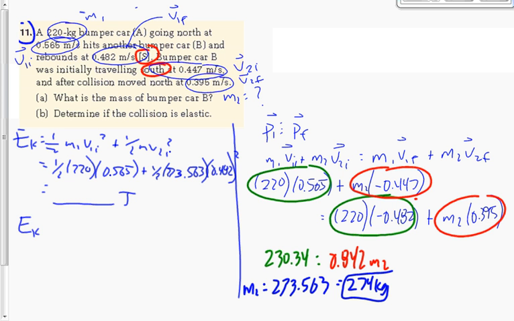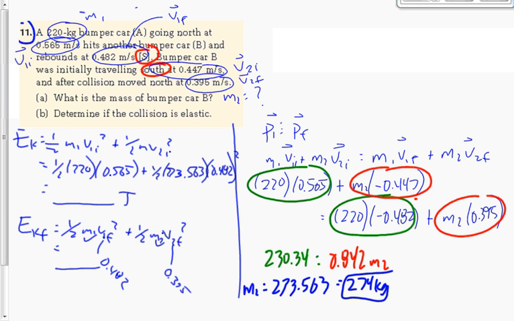We do the same thing for the final kinetic energy, though. We're going to say 1/2 of m1 v1f squared plus 1/2 of m2 v2f squared. Okay, we got the masses. v1f is 0.395. All right, v1f is 0.482. And v2f is 0.395. Don't pay any attention to direction. Get those two numbers. What do we find about EKF?